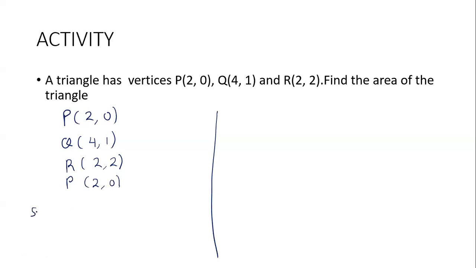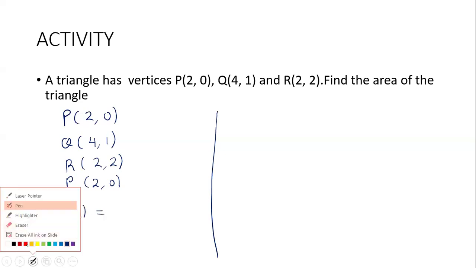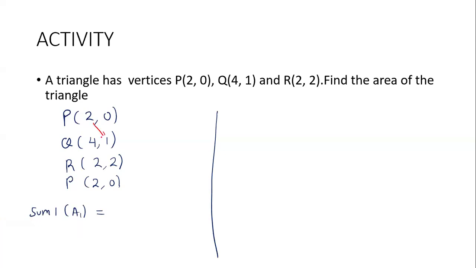Then we are going to find our sum 1, which we call A1. I've called it A1 to represent the first sum. So that is 2 times 1, plus 4 times 2, plus 2 times 0. So 2 times 1 is 2, plus 4 times 2 is 8, plus 2 times 0 is 0. So I end up with 2 plus 8, which gives us 10.